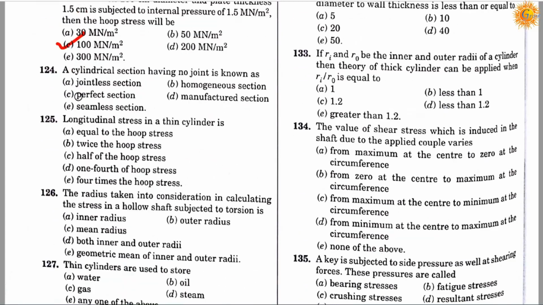Question number 124. A cylindrical section having no joint is known as: option A jointless section, option B homogeneous section, option C perfect section, option D manufactured section, option E seamless section. So correct answer is E, it will be seamless section.